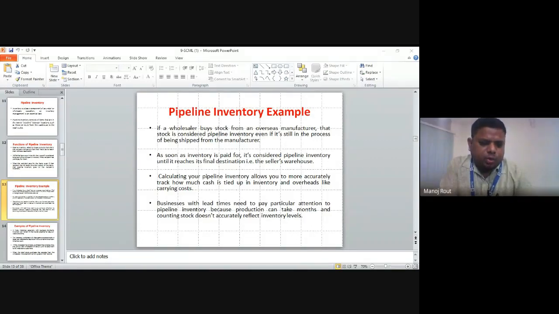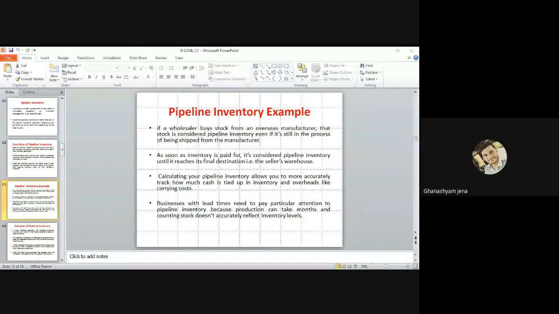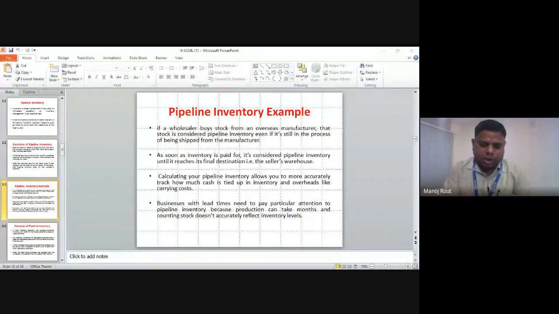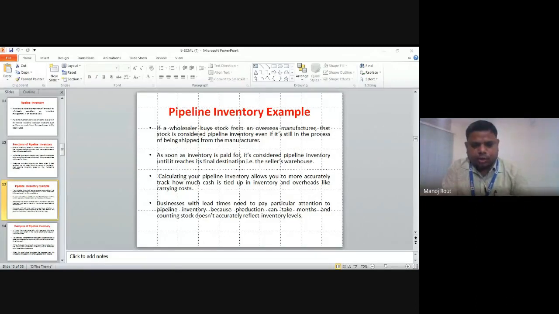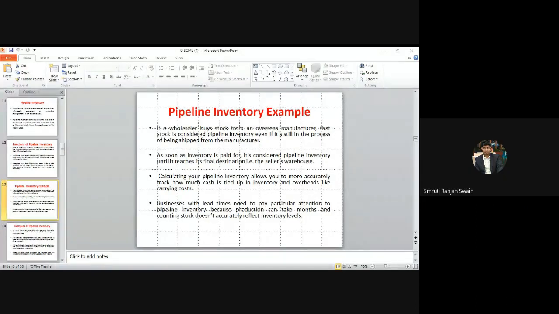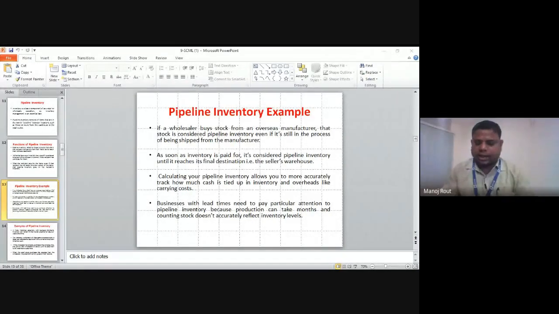Okay, same question. What do you mean by lead time, Ghanasam Jana? So we can say the idle time of processing. There is no negative marking for this question. Clear? You just provide the basic thing that you understand. Smuti, proceed. Sir, the time between taking the order and delivering it to the customer, that is known as lead time. Exactly.